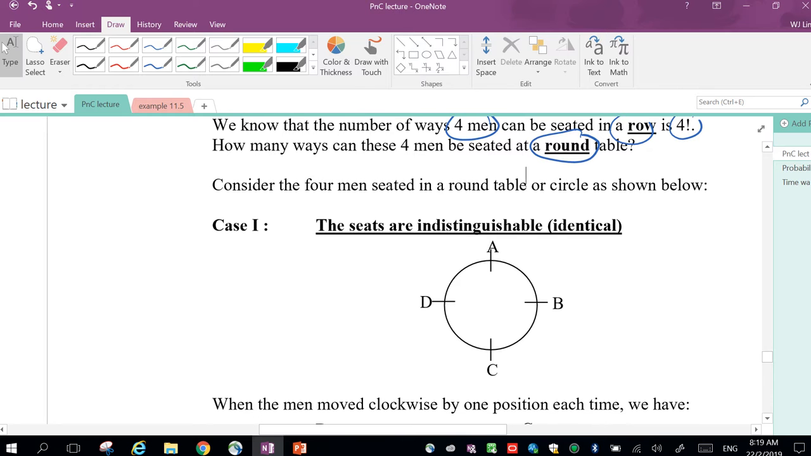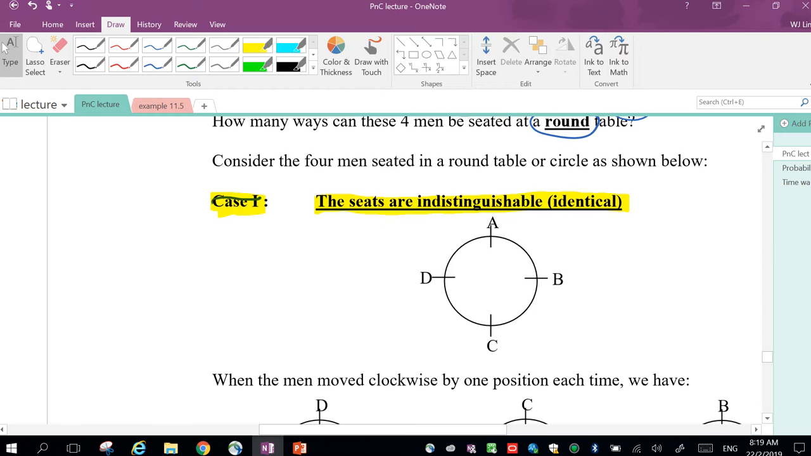So here, case 1. Mathematicians are also curious when they are seated around a table. What happens if the chairs are the same or the chairs are different? In case 1, we are concerned about the seats being indistinguishable. This is too long for me to pronounce, so I'm going to say identical. Meaning the seats are identical, not numbered seats. When it's numbered seats, the arrangement will be different. Later we'll explore why different.